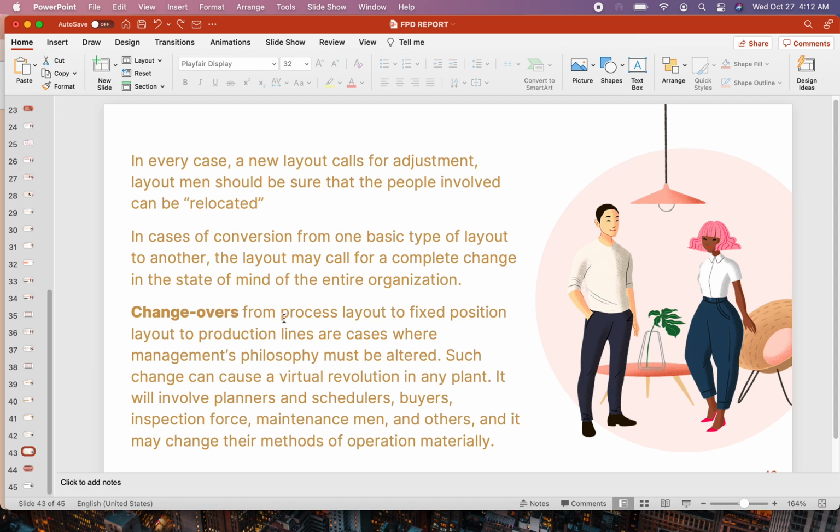Changeovers from process layout to fixed position layout to production lines are cases where management's philosophy must be altered. Such a change can cause a virtual revolution in any plant. It will involve planners and schedulers, buyers, inspection force, et al.